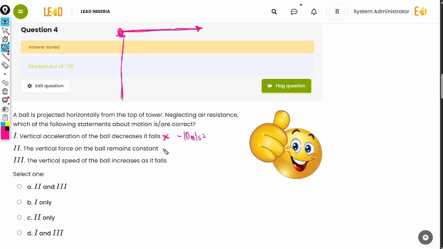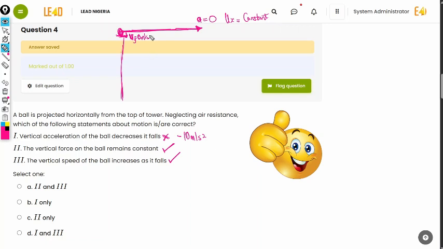So this is correct. This third one is that the vertical speed of the ball increases as it falls. That's true. All right, because here's what happens when you project the ball this way. Your acceleration horizontally is 0, so that means that your velocity horizontally will be constant. But vertically it started out with a velocity of 0, right? So that's your uy is 0.